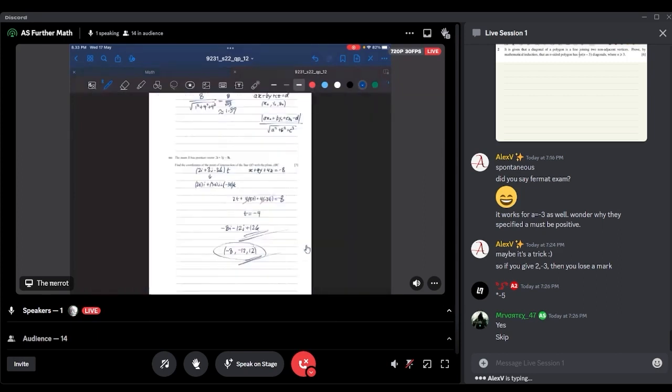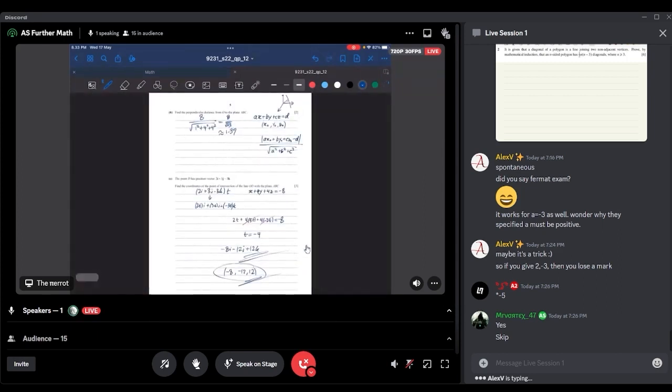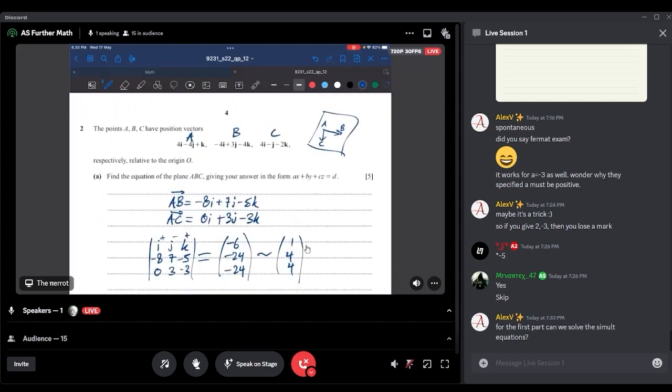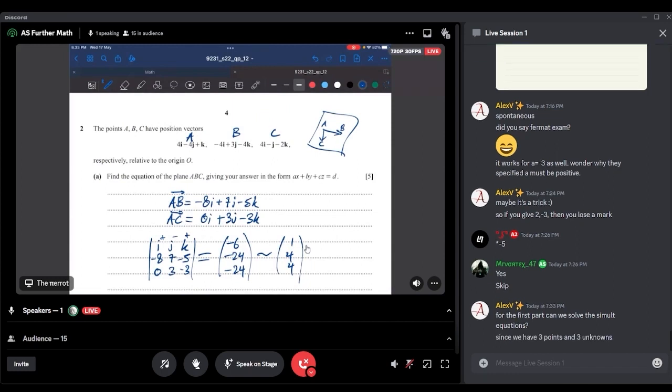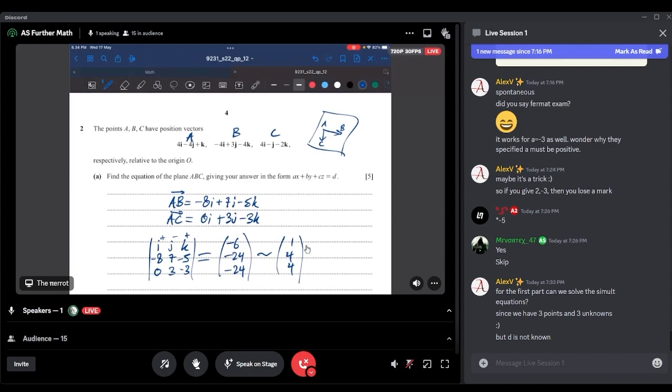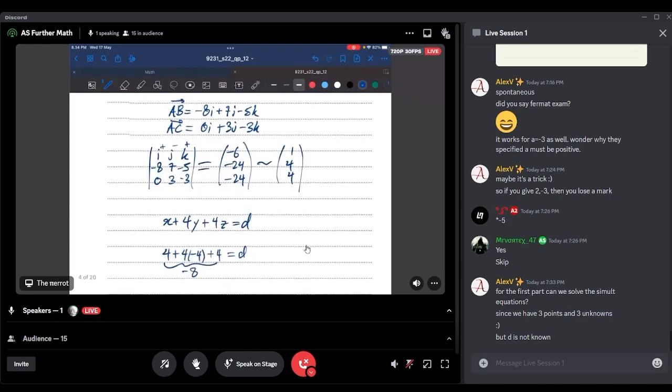Okay. Any questions so far? Any questions? No? Yes? For the first part, can we solve the simultaneous equation? Yeah, you can if you're very dedicated to solving a simultaneous equation. We have 3 points and 3 unknowns. Yeah, you can. Yeah, D is not known. That's the problem. But I think you can just cancel the D somehow. Yeah, maybe you can cancel the D.